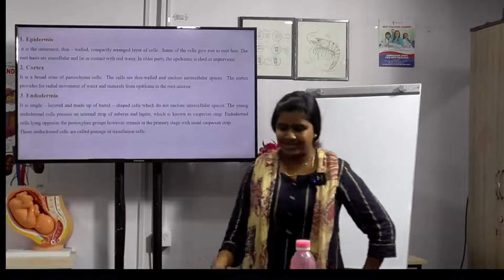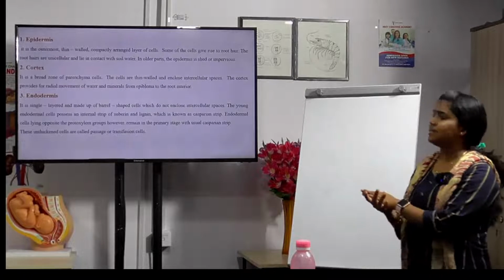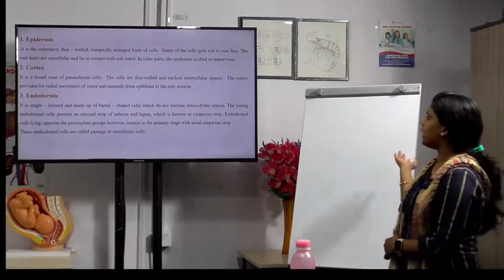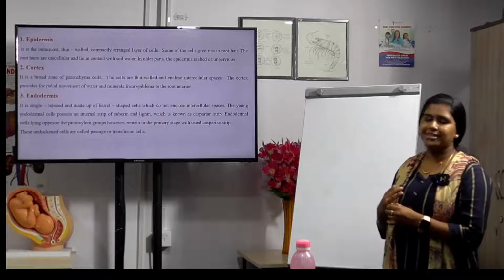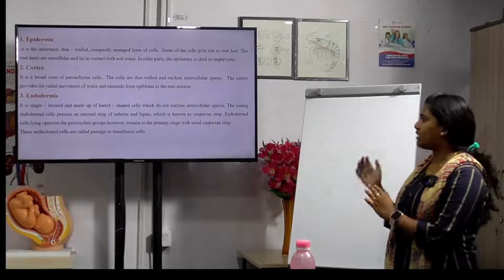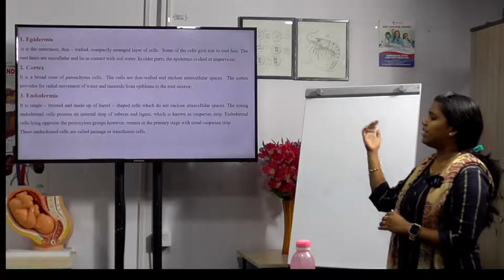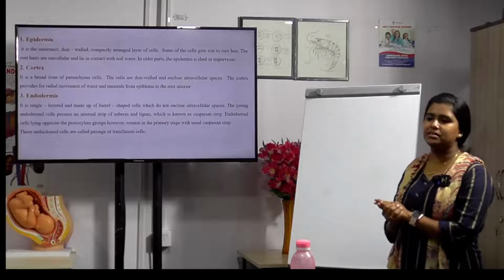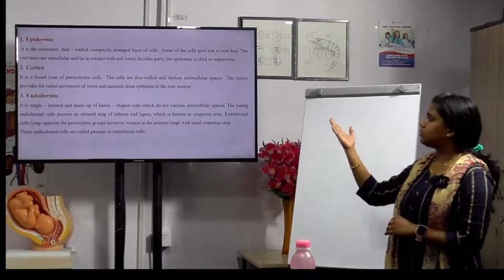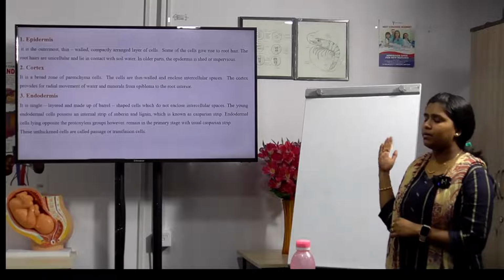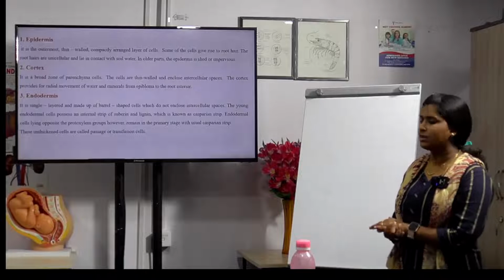Okay, and the same epidermis, it is the outermost thin layer of cells, and some of the cells give rise to the root hairs. And then cortex, it is a broad zone of parenchyma. It consists of parenchymatous cells only, very thin walled and enclosed with intercellular spaces, and the cortex provides radial movement of water and minerals from epiblema to the root interior, root tissues kellam kudukum.